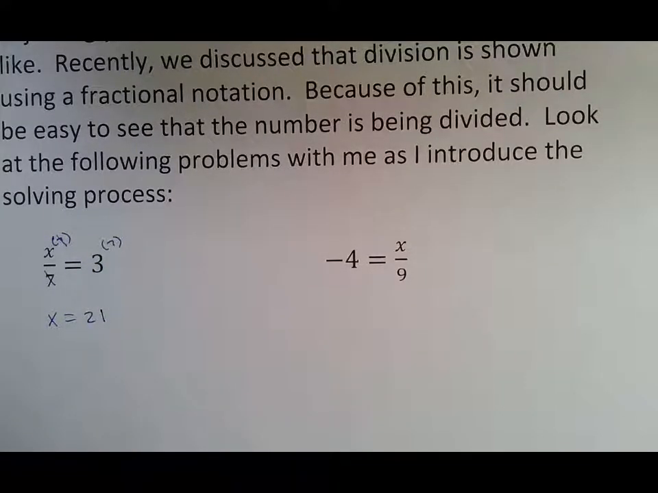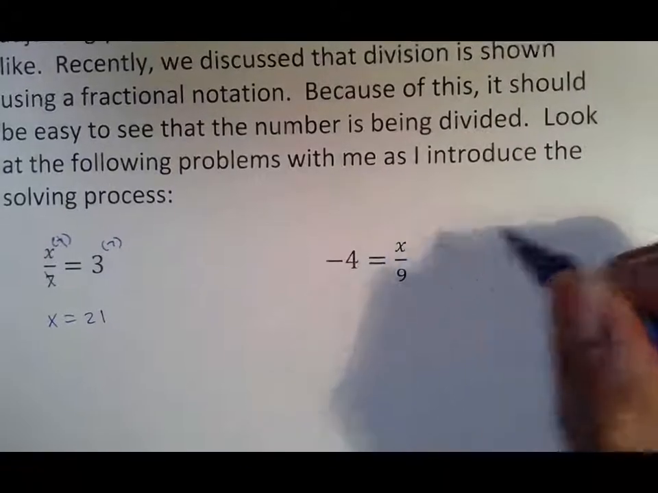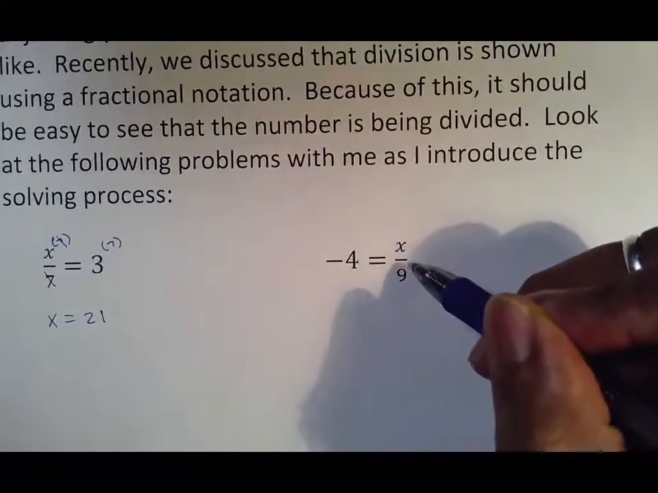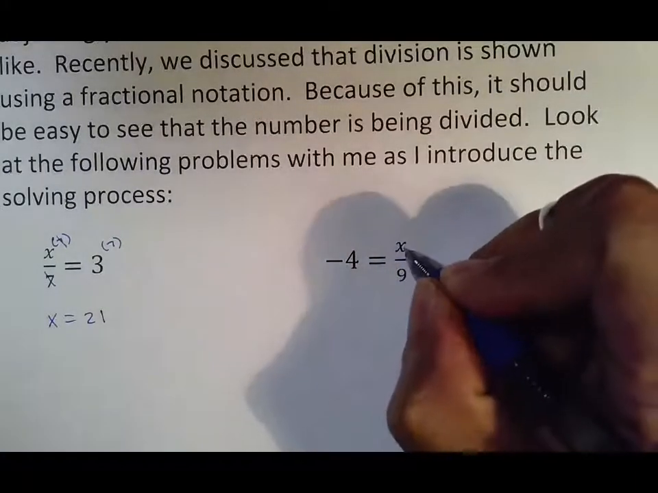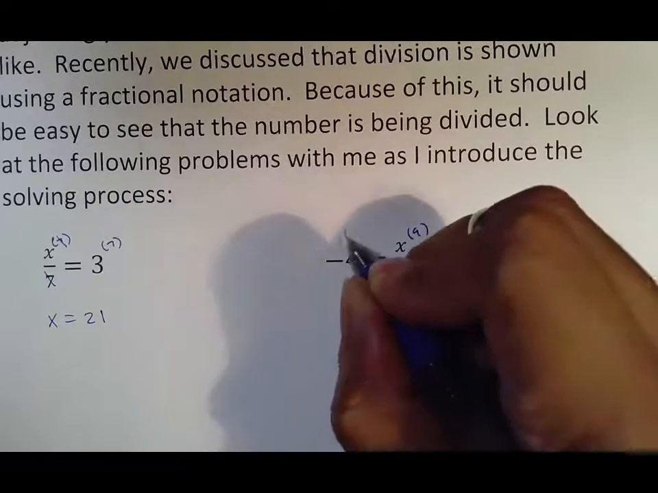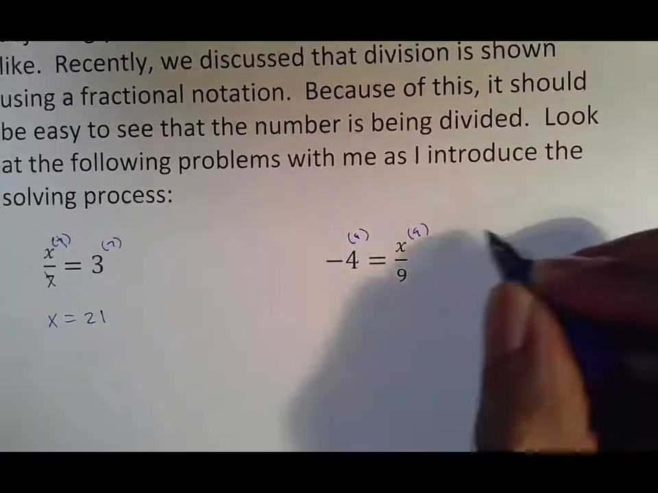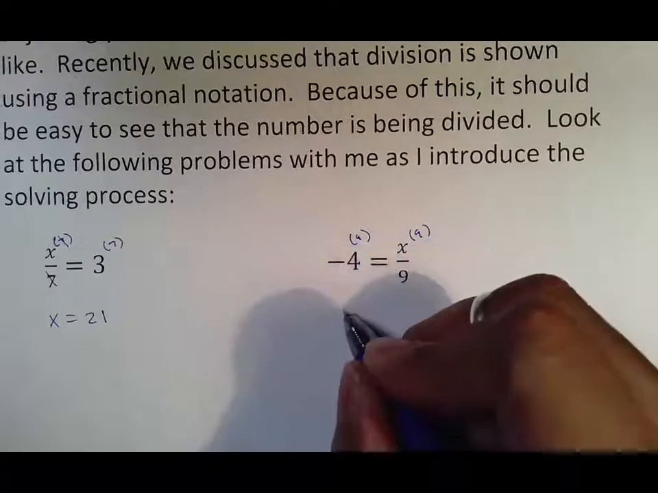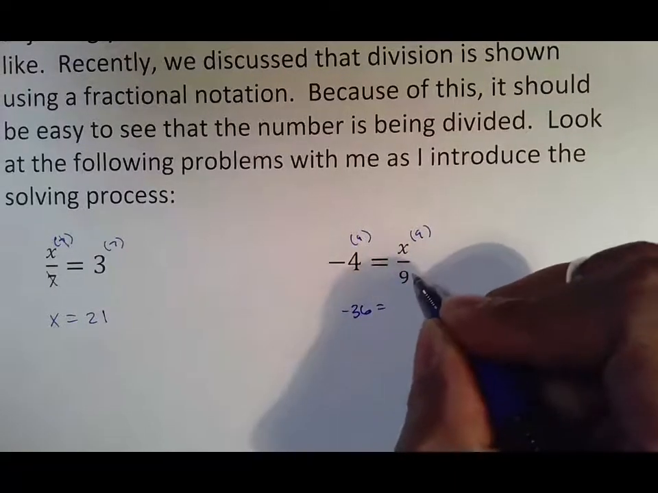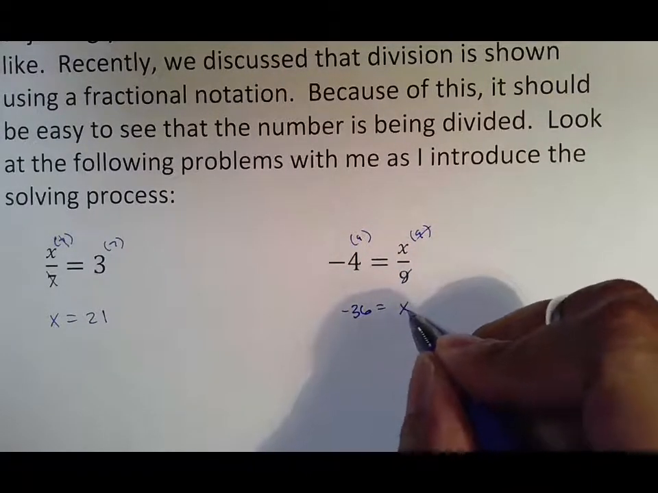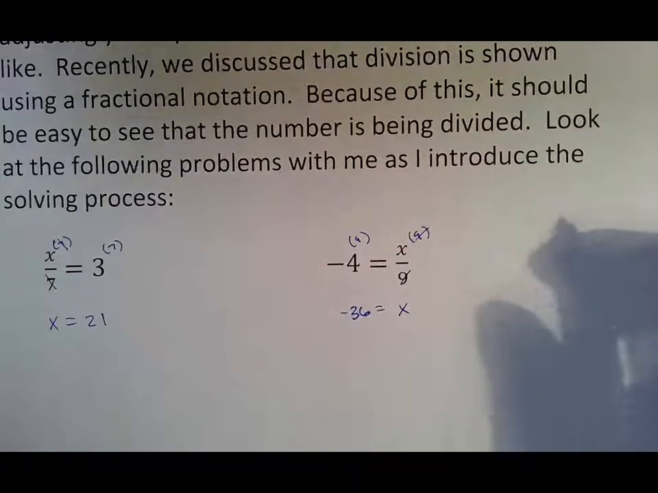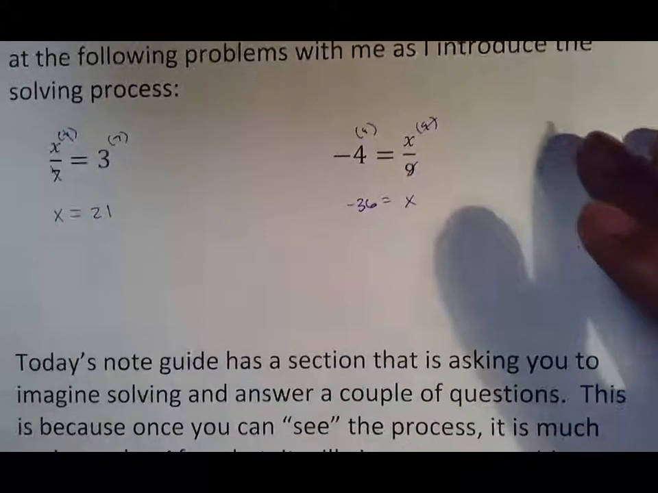All right. Same thing over here. Negative 4 equals x over 9. X is being divided by 9. I need to get rid of this 9, and it's being divided, so I will multiply by 9 and multiply by 9. 9 times negative 4 is negative 36. These two 9s cancel or go away, returning to 1, giving us our answer of negative 36 equals x.